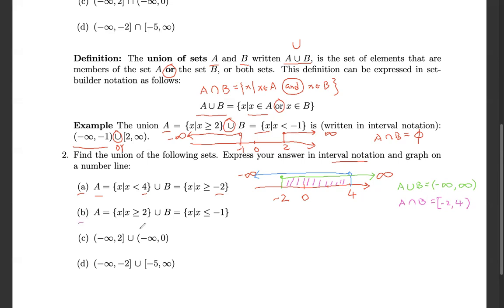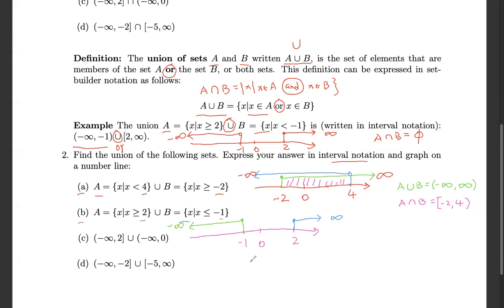Let's see B. Graph the number line. We need the numbers 2 and -1. So 0 is here, 2 is here, -1 is here. Let's graph A, x greater than or equal to 2, solid dot because it has the equal sign. Greater than goes to positive infinity. B is x less than or equal to -1. With -1, because of the equal sign, solid dot, less than goes to negative infinity.